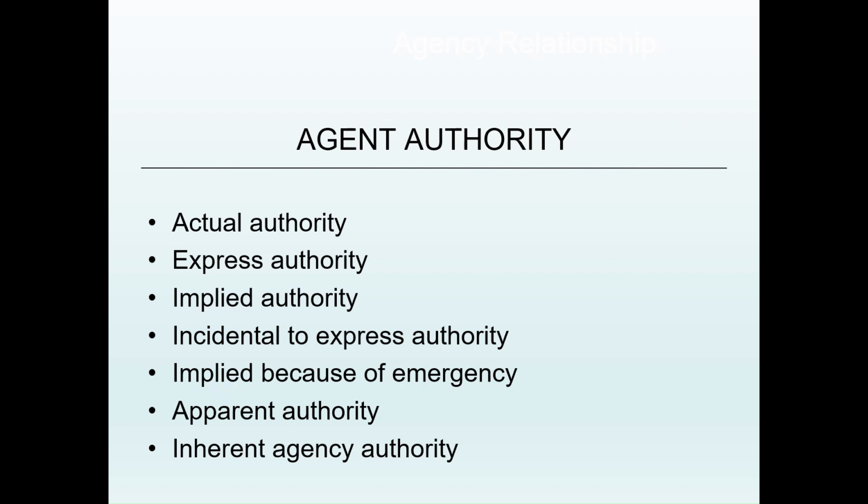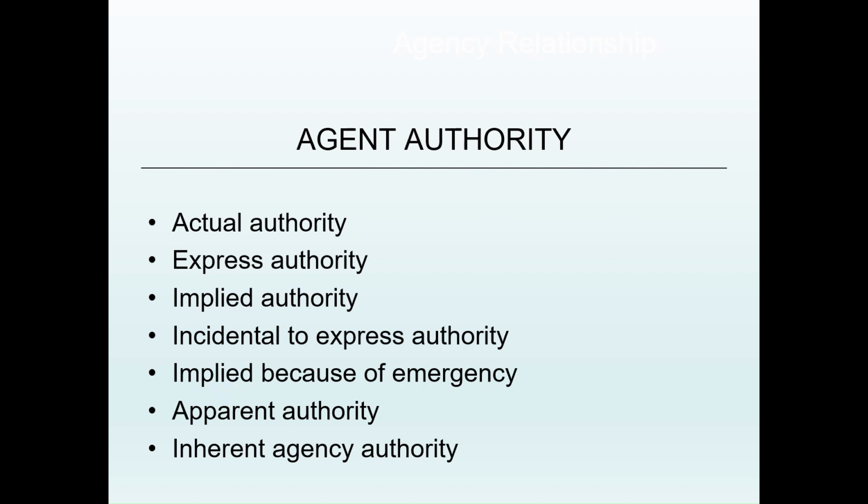The agent's authority is important also to look at. It's the agent's power to act on behalf of the principal in accordance with the principal's consent. The agent may have actual authority or apparent authority, and the agent's actual authority might be made expressly, so that's express authority, impliedly, so we have implied authority. We have authority incidental to express authority, so it just comes about with the express authority. And we have authority implied because of emergency.